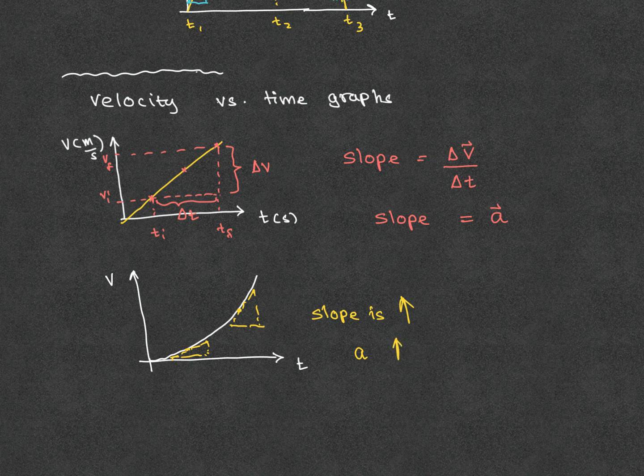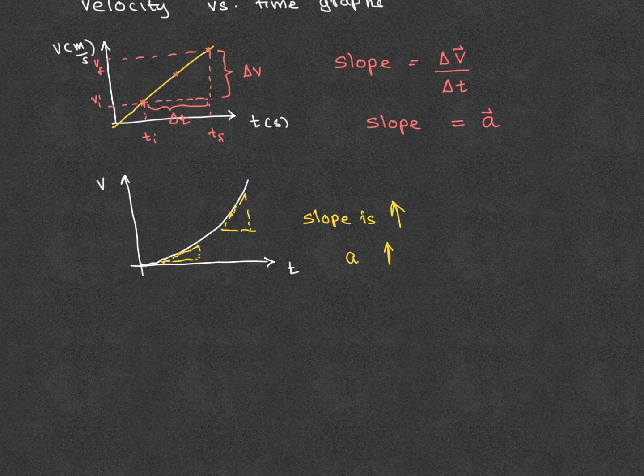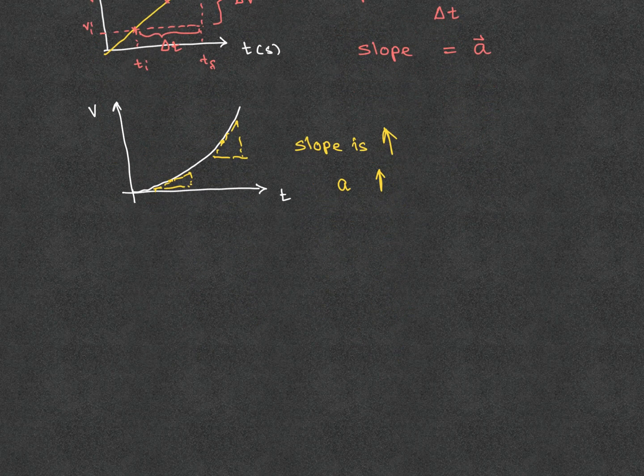Now the last one is acceleration versus time graphs. As I said, we are mainly dealing with positive and negative accelerations that are constants. So you will have, just let me give you one example, an acceleration versus time graph.